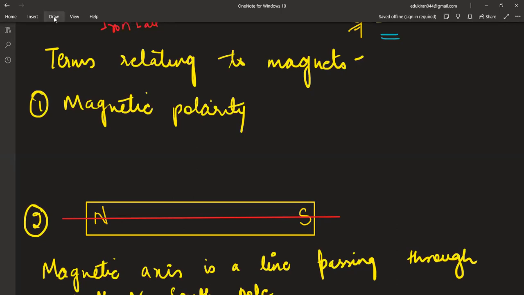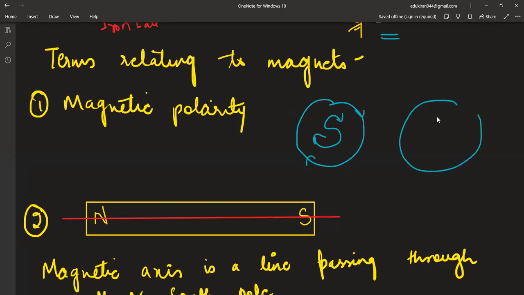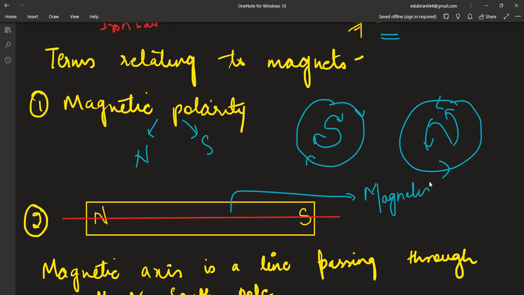Like magnetic polarity. Magnetic polarity we have discussed also. South polarity and its direction also we discussed, how to remember: clockwise. And north polarity, how to remember: anti-clockwise. Fine. So north pole you have and south pole you have. Second, you have magnetic axis. Magnetic axis is basically a line that is joining the north pole and south pole. So transversely it cuts the magnet like this. This is known as magnetic axis.